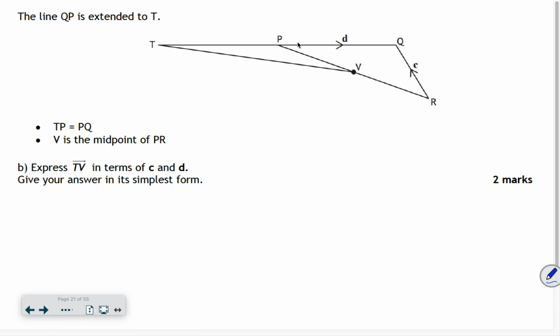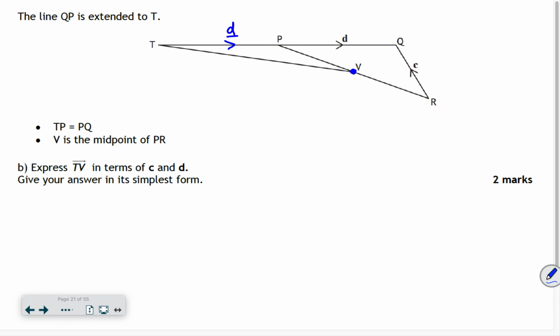TP is the same as PQ. So straight away I can tell you that that is also going to be vector D because it's the same size. V is the midpoint of PR, so it's going to go halfway along PR. Express TV in terms of C and D.